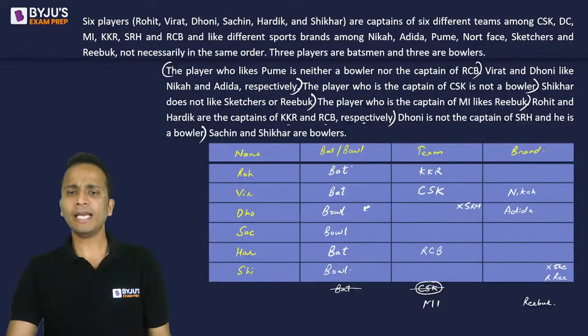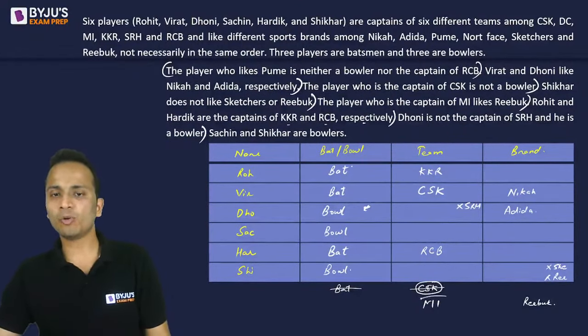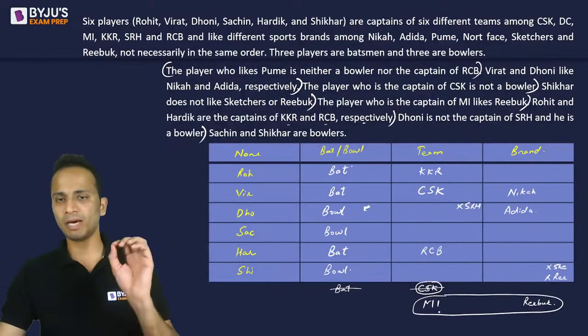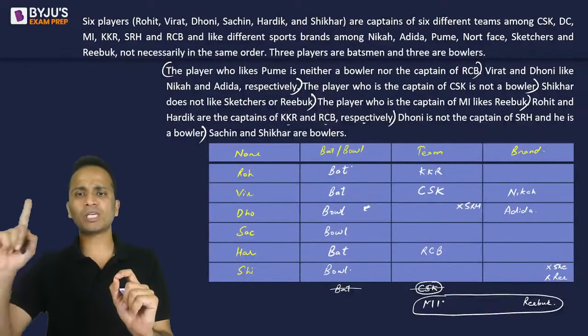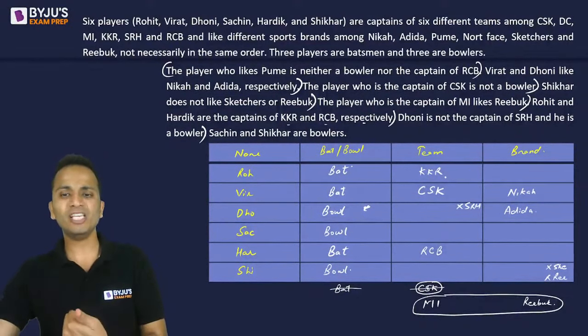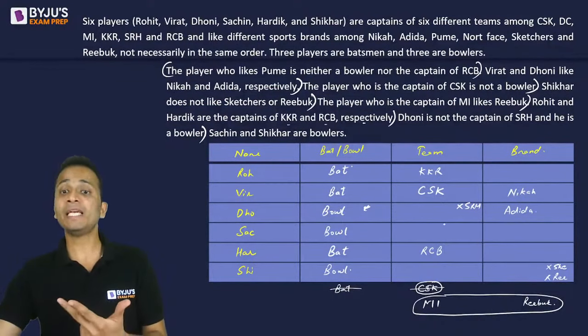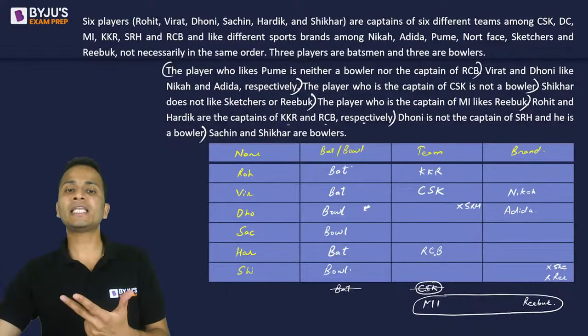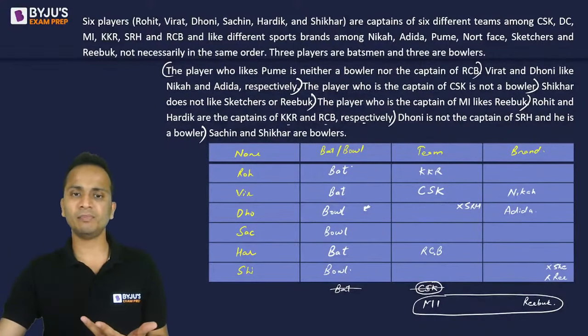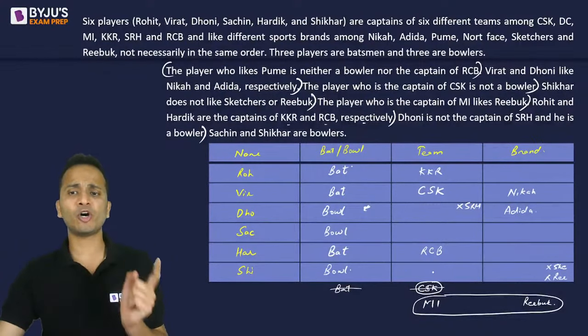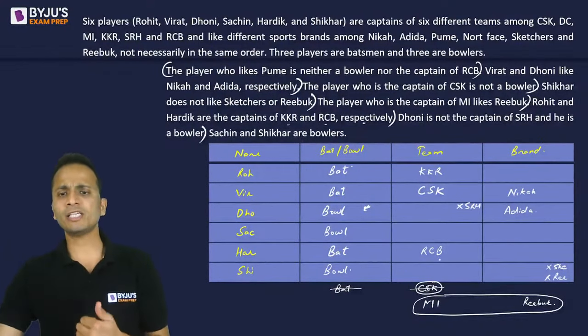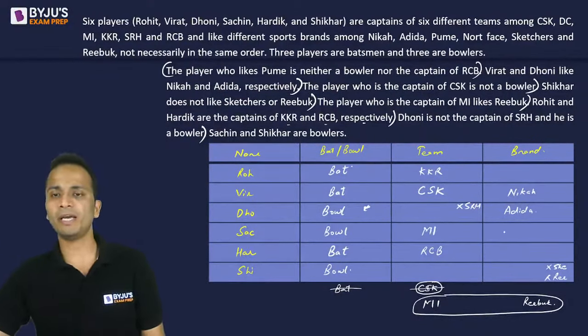Done. Now, next is MI and Reebok should come together. Again, look at the bottom of the screen. MI. So, team जिसकी MI होगी, उसका brand Reebok होना चाहिए. So, Rohit नहीं हो सकता because Rohit belongs to KKR. It cannot be Virat. It cannot be Dhoni because Dhoni likes Adidas. Fine. It can be Sachin. I'll keep it open. It cannot be Hardik because Hardik belongs to RCB, and it cannot be Shikhar as well because Shikhar does not like Reebok. So there is only one person who is left for MI and Reebok, and that is Sachin. So I'll put MI and Reebok for Sachin.